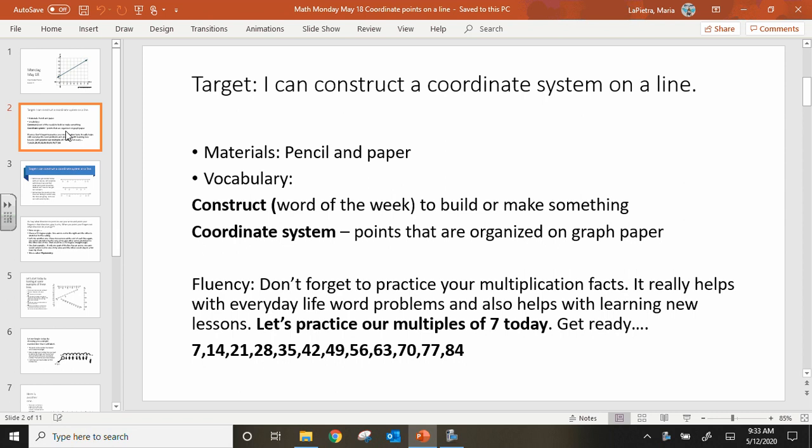To build or make something. So we are going to actually make a number line and label it and put our points on it and that kind of thing. Our coordinate systems, points that are organized on graph paper.